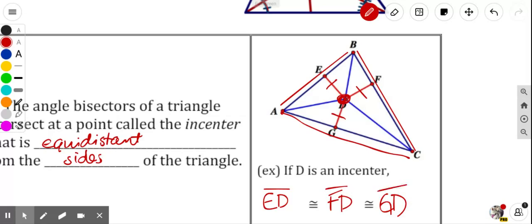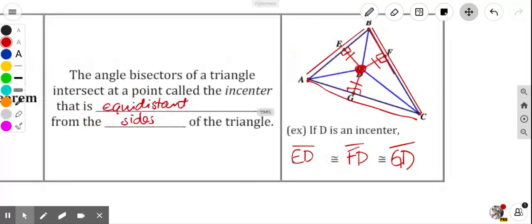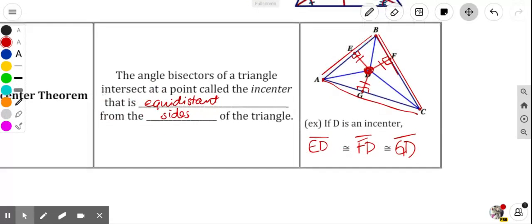Now, one thing about those segments that are congruent is the distance between a point and a side is the shortest distance, which is also perpendicular. So when these little segments are drawn in, when you have an incenter, they're always right angles. Most of the problems that you're going to do, they mark the right angles for you, but just in case, they're right angles. Okay, so that is an incenter theorem.